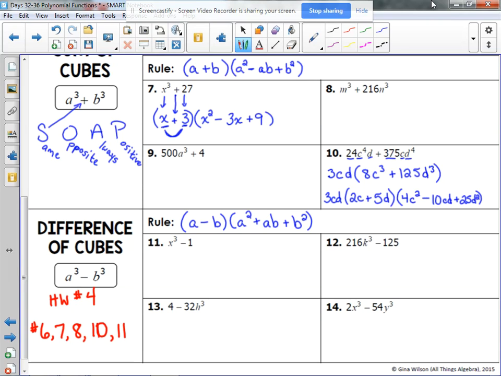Okay, let's do number 11. X cubed minus 1. Perfect cubes. We cube x to get x cubed. 1 cubed is 1. 1 is a perfect everything. Square the x. Multiply them together. X times 1 is x. Square the 1. So, same, opposite, always positive. Minus, plus, plus.